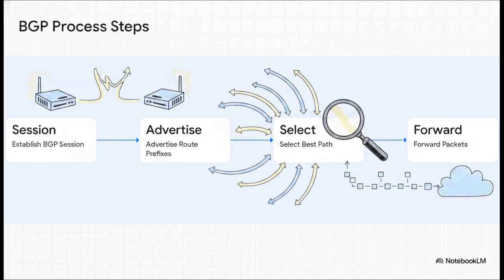Step 1, establish a BGP session. Step 2, advertise route prefixes. Step 3, select the best path. And finally, step 4, forward packets. Literally every single piece of data we look at next is just executing this really elegant 4-step cycle.